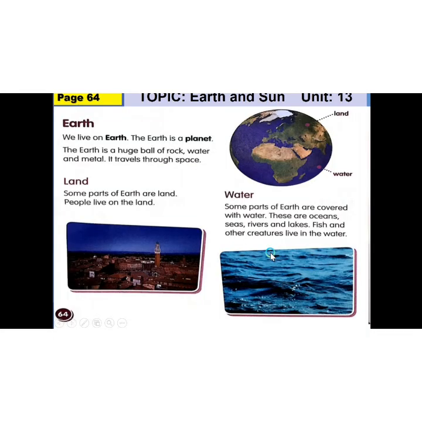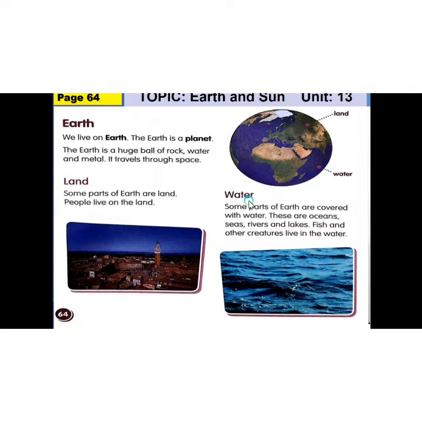Okay? Good. So this is your textbook. You're still going to read this. Alright, when you read this, you will understand better. So, the earth, we live on earth. The earth is a planet. The earth is a huge ball of rock, water and metal. It travels round space. Okay? So this is the land and this is the water. So when you read this, you understand a lot about the earth.